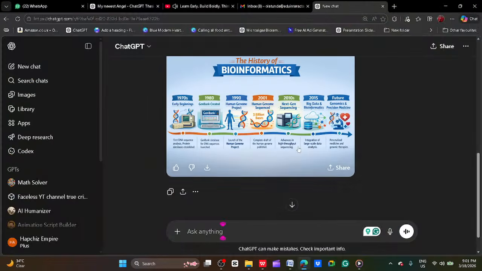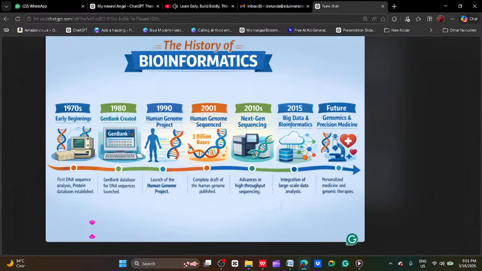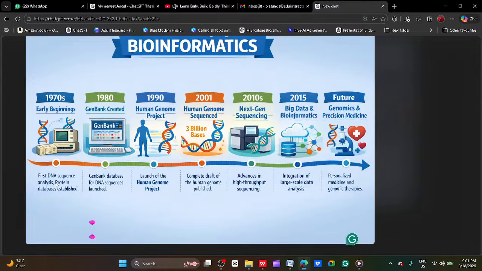Okay, now let's see. You can now see the history of bioinformatics. So look at it. Bioinformatics started in the 1970s. You can see what they did with computers: first DNA sequence analysis. They used the computer to do the first DNA sequence analysis. Protein databases were established in the 1970s. In the 1980s, that was when GenBank was created. We still make use of GenBank up to today.